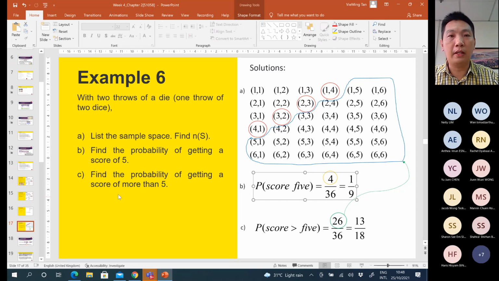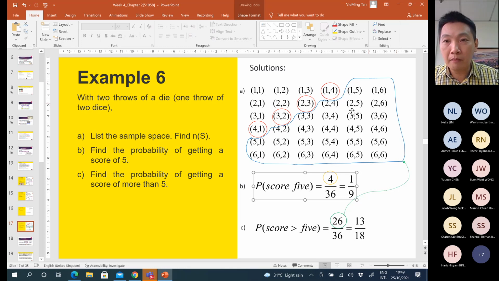Next example. Find the probability of getting a score of more than 5. More than 5 means the total score between die 1 and die 2 must be greater than 5. That is the meaning. So what are the possible outcomes here? It can be 1 plus 5, 1 plus 6, 2 plus 4, 2 plus 5, 2 plus 6, and all these are the possible outcomes.